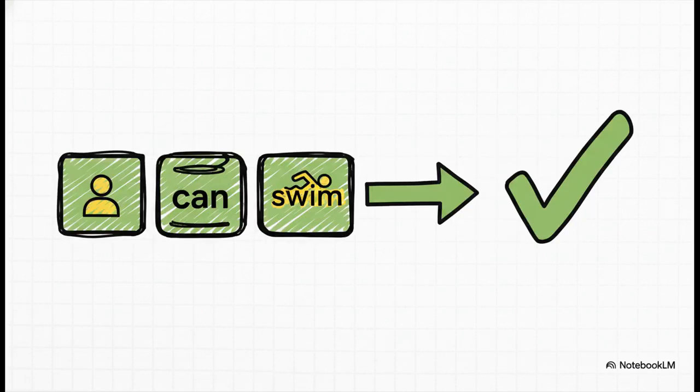And boom, here is the correct way. It's so much simpler. After can, you always, and I mean always, use the base form of the verb with no to. It's not can to swim, it's just can swim. Not can to go, just can go. Seriously, burn this into your memory.